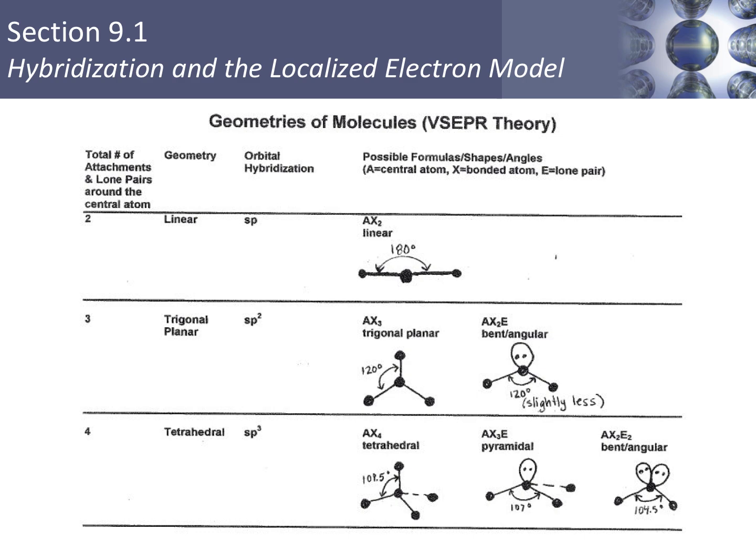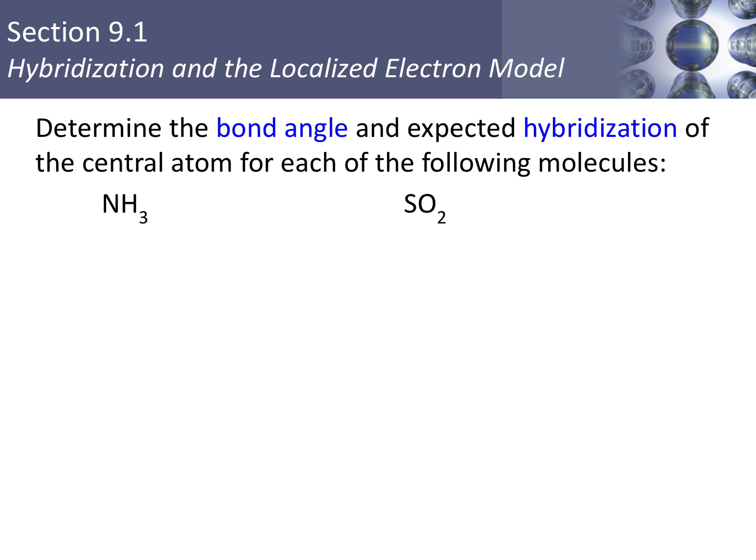So this is what you need to know. sp hybridization is associated with a linear geometry and shape. sp2 hybridization, trigonal planar geometry and shape. sp3 hybridization, tetrahedral geometry and shape. Pause the video here and draw the Lewis dot structures for each of these molecules. Determine the bond angle and then the hybridization of the central atom for each of those molecules.